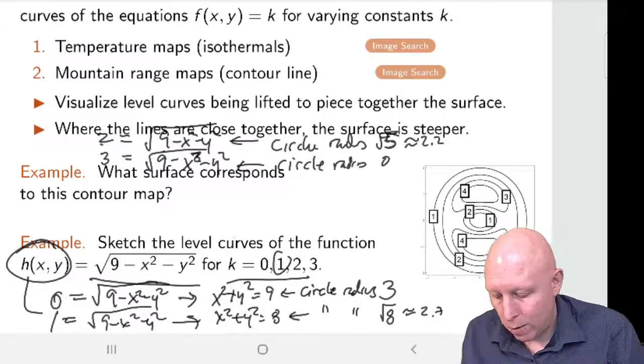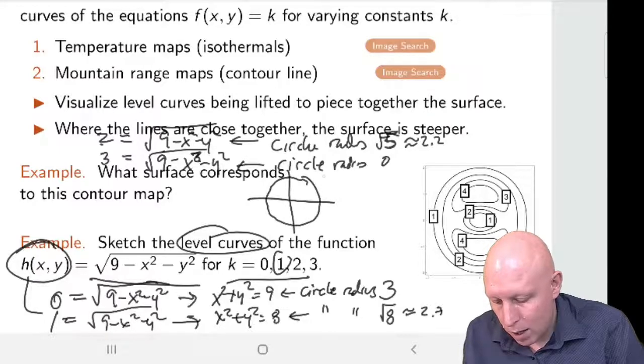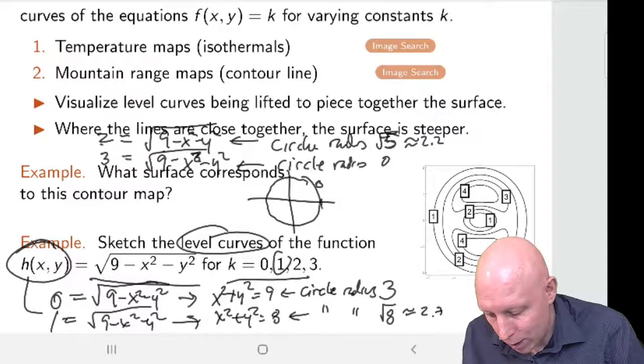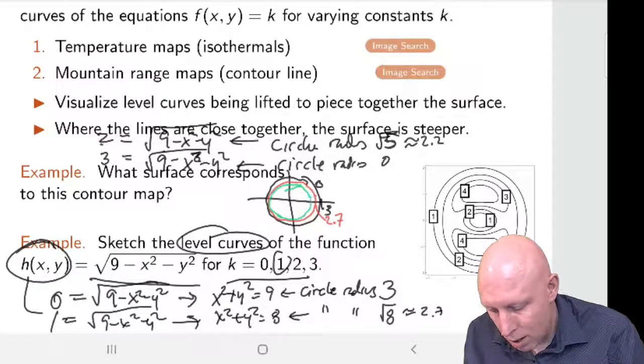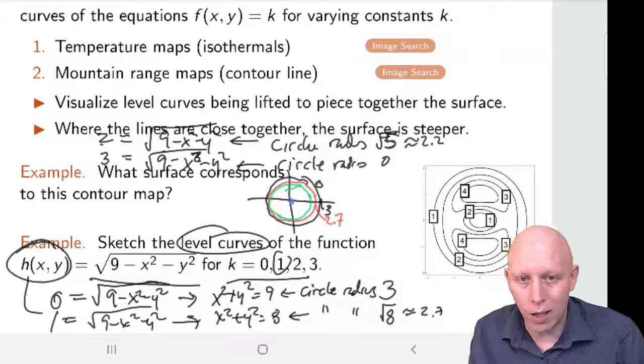So if we're drawing these level curves, what we would have is height 0 at radius 3. Maybe I'll use a different color here. Height 1 at radius 2.7. Then we have height 2 at radius 2.2. And then the height 3 would be at radius 0.